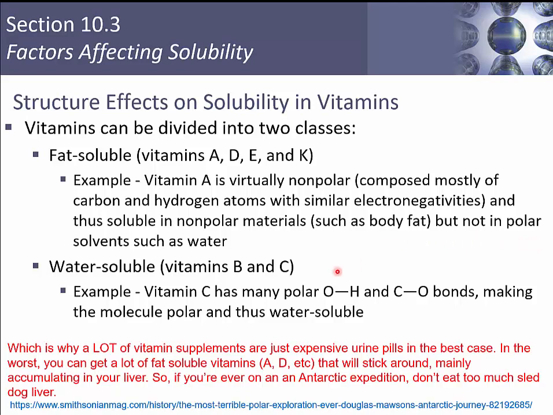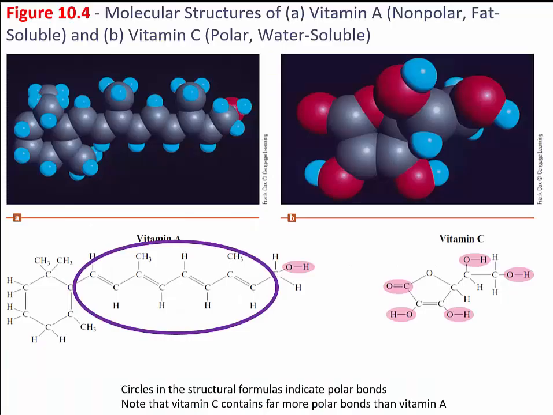Water-soluble vitamins like B and C. Vitamin C is going to have many OH groups and C-O bonds, making that molecule polar and thus water-soluble, which is why a lot of vitamin supplements, like I said, are just going to be expensive pee pills. You're going to see that bright yellow urine from that vitamin B that you've been taking right away. It's not going to stick around.